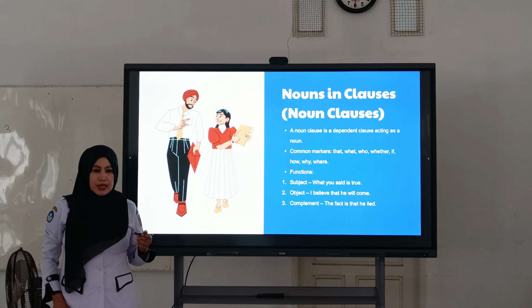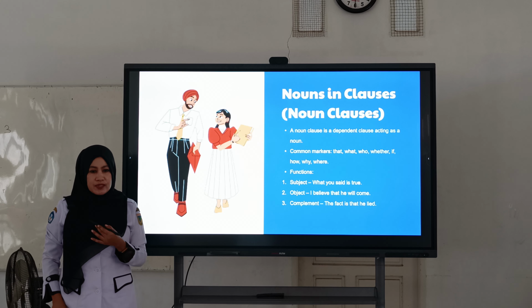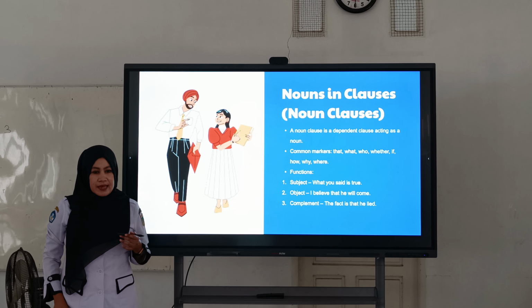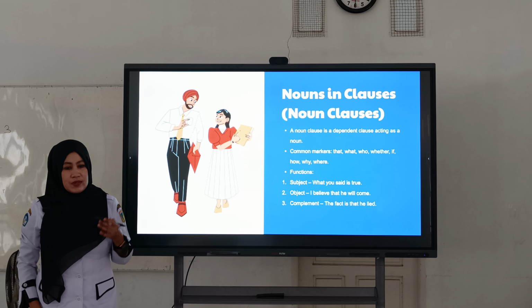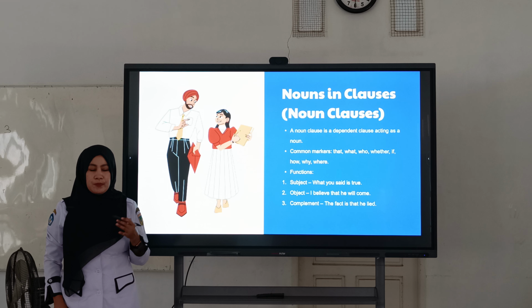In I believe that he will come, the clause that he will come is the object of the verb believe. And in the fact is that he lied, the clause that he lied functions as a complement. Each of these examples shows how noun clauses perform the same grammatical functions as nouns.